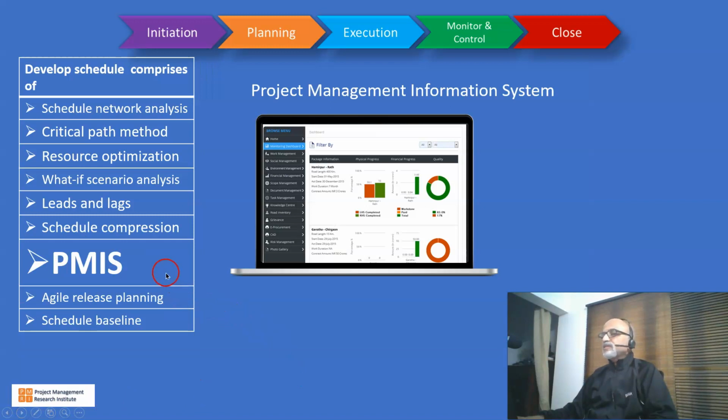And the next one is the project management information system. Here we are talking about dashboards and the like, which can read out data from different applications like your scheduling system, time accounting system, procurement system, and risk management system, etc., and show the data in a very presentable way in the form of dashboards. So we call it project management information systems, or PMIS. The full form is project management information systems.